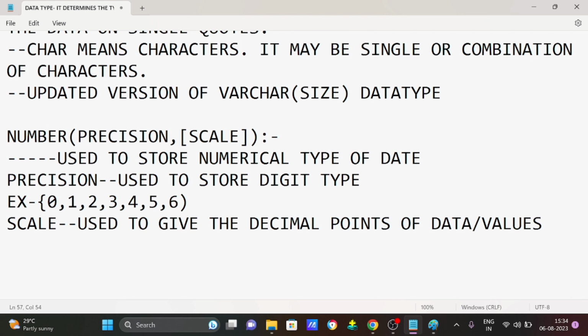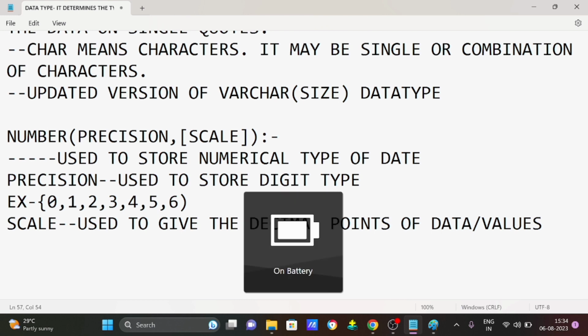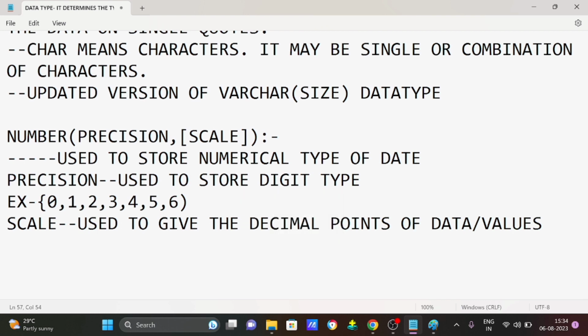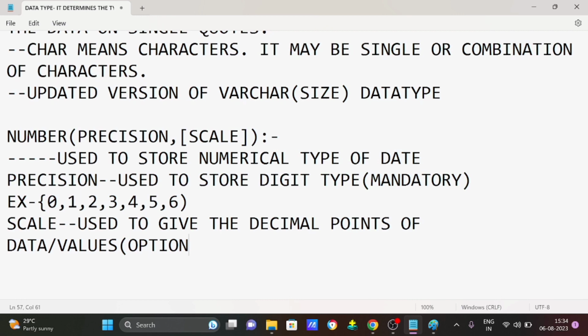By default, the scale value is considered as 0, and precision is mandatory and scale is optional. Here precision is mandatory, while coming to scale it is an optional value. It's in our hands whether we have to opt for it or not.